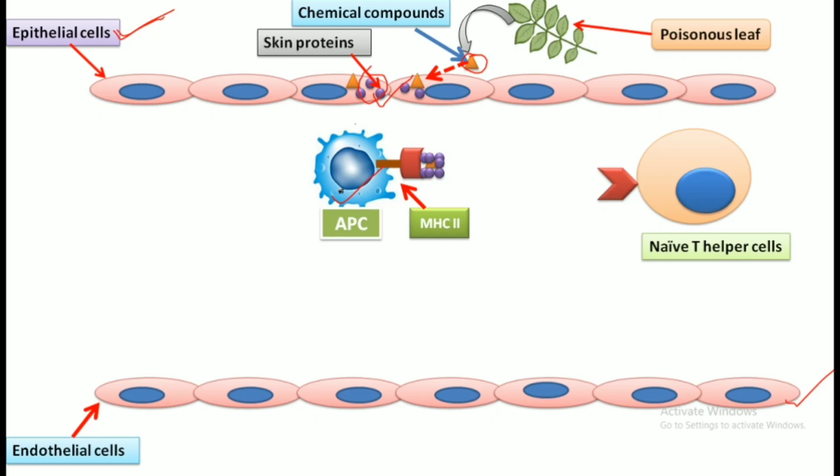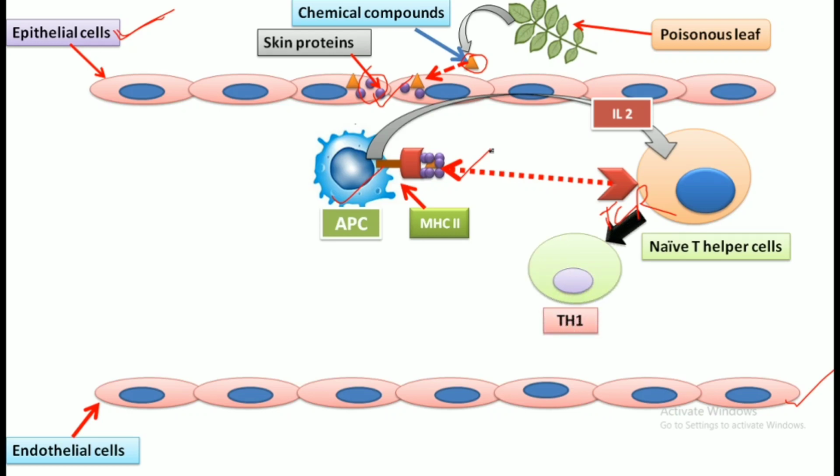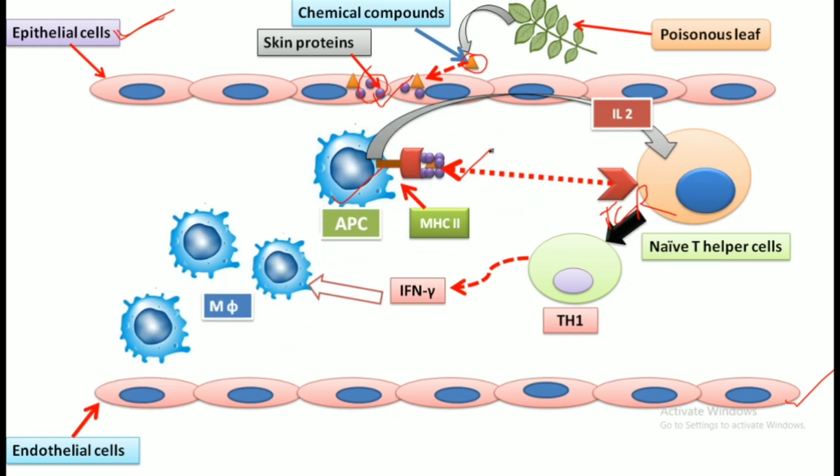The naive T helper cell recognizes and binds with its T cell receptor. This activates a series of responses. The APC now releases interleukin 2, which causes the naive helper T cell to differentiate into type 1 helper cell. The type 1 helper cells release several cytokines like interferon gamma, which brings more macrophages into the region of this activity. The activated macrophages now release TNF alpha and interleukin 1.